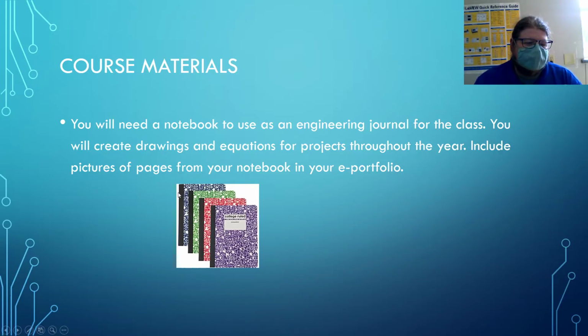So it can be a spiral. Ideally, if you get one of these little composition notebooks, those are really great. They have some of these that even have graph paper in them. But if you have just a regular old spiral, that's going to work for this class.